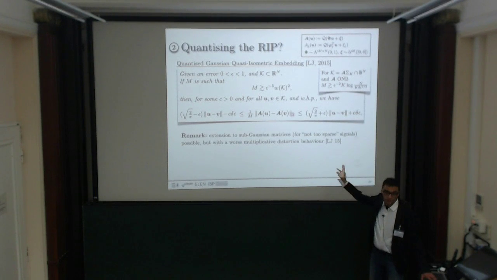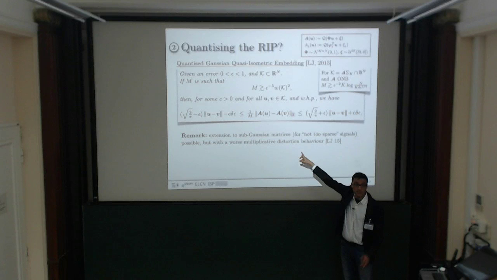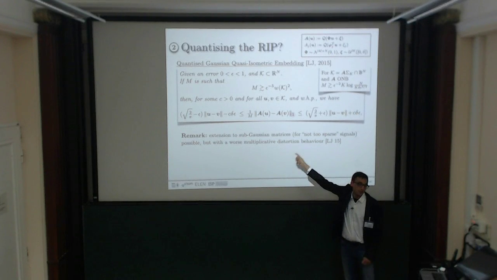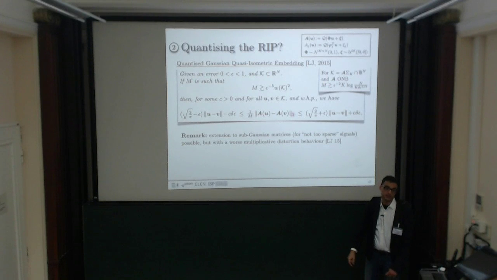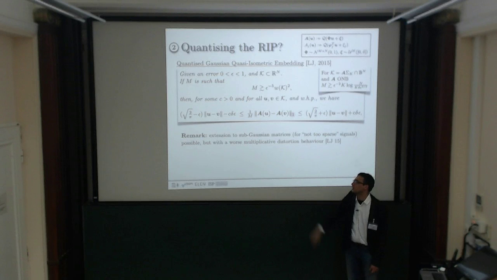So I will not go into the proofs. If you want, you can find them in the paper. The extension to sub-Gaussian matrices is still possible. The problem is that the multiplicative distortion will have a worse behavior, essentially. So for sub-Gaussian matrices, you will see that the distortion is worse.